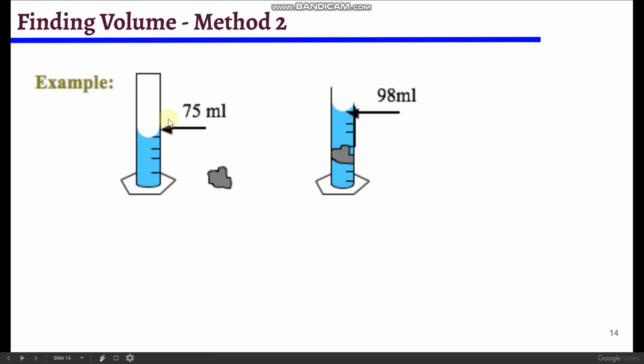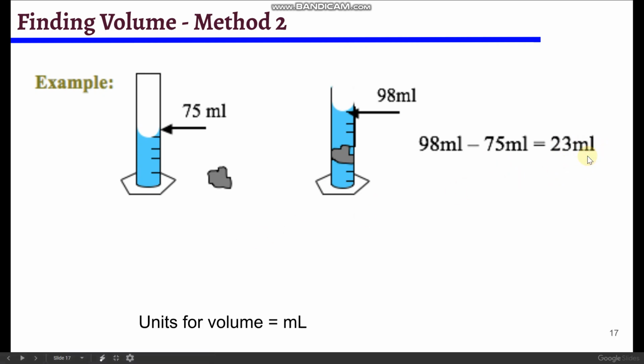So how do we use this? Here we've got a graduated cylinder and a rock. We're trying to figure out the volume of this rock. The graduated cylinder started at 75 milliliters. We drop the rock in, and the water level rises to 98. So how do we calculate the volume of the rock? We're going to do it with subtraction. We just do 98 minus 75 milliliters. That gets us an answer of 23 milliliters. And so we can see our units for volume are milliliters.